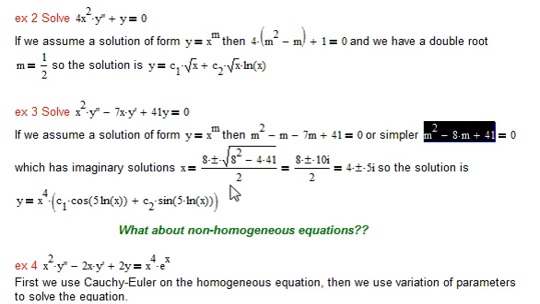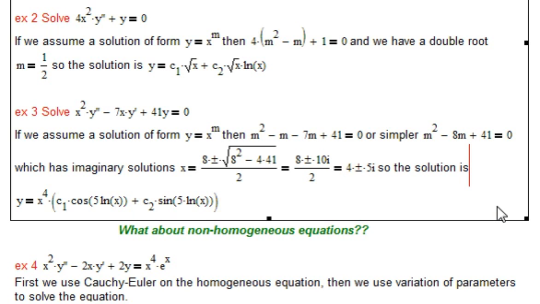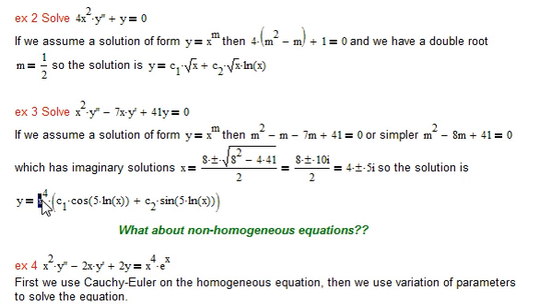We can solve it by formula, but we're going to get some imaginary solutions. So 8 plus or minus the square root of 64 minus 164, over 2. Well, that's 8 plus or minus the square root of -100 over 2, so 8 plus or minus 10i over 2. 4 plus or minus 5i is the solution to this equation. So y equals x to the 4th, from this real part 4, times c1 cosine of 5 ln of x plus c2 sine of 5 ln of x.